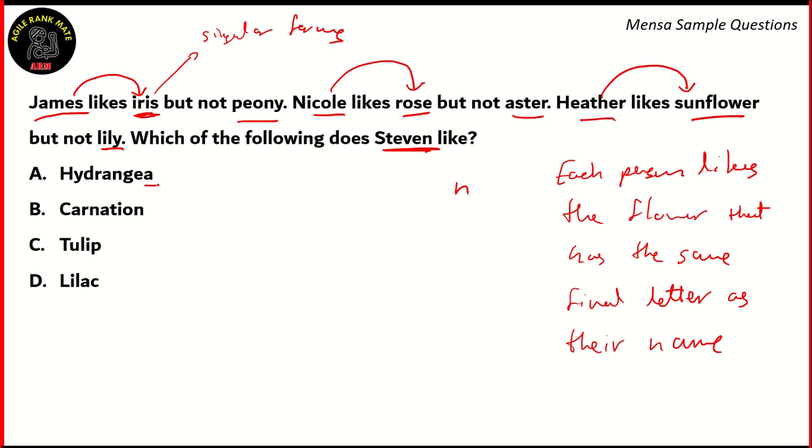If you look at option A, it's hydrangea, that ends with an A, incorrect. C, tulip, is incorrect as well because it ends with a P. Lilac ends with a C, so that's incorrect. The right option is option B, carnation. So using the logic that James likes Iris because both end in S, Nicole likes Rose because both end in E, Heather likes sunflower because both end in R, then Stephen, whose name ends with an N, would be, by this logic, attracted to carnations because carnation ends with an N as well. So Stephen, carnation. James, Iris. Nicole, Rose. Heather, sunflower.